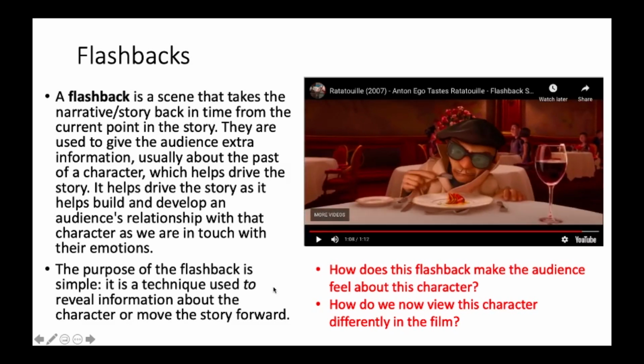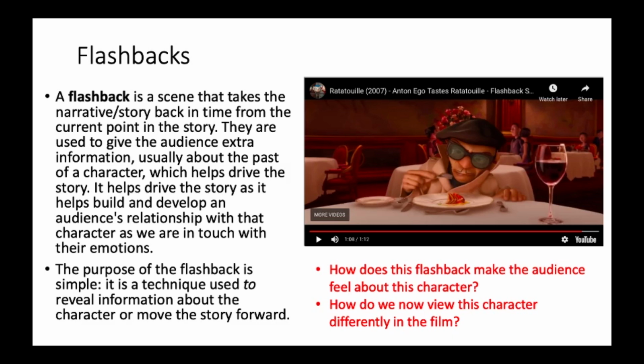Okay, so an example there of a flashback in the Disney film Ratatouille. So I now want you to focus on what you've just watched there, okay? From the information that I've just given you previously about the reasons why flashbacks are used. I'm not sure if any of you have seen the film. If you have seen the film, these two questions will be slightly easier.